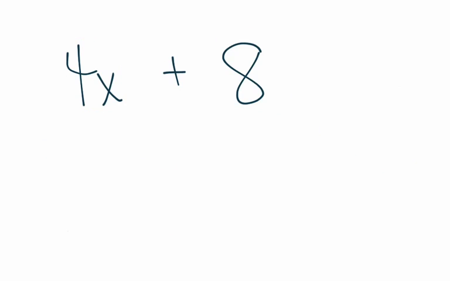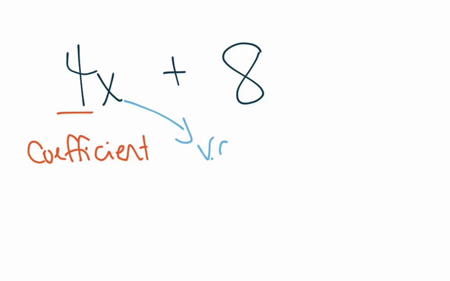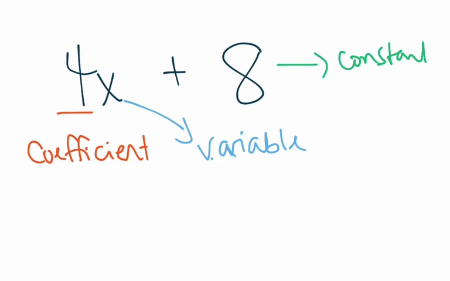Okay, so looking at it again, 4 is the coefficient. And coefficients are always the number right in front of the variable. X is the variable. And again, 8 is called a constant. Constants never have any variables with them. They're just numbers. Always a lone number. So let's just recap here. 4 is the coefficient, x is the variable, and 8 is the constant.